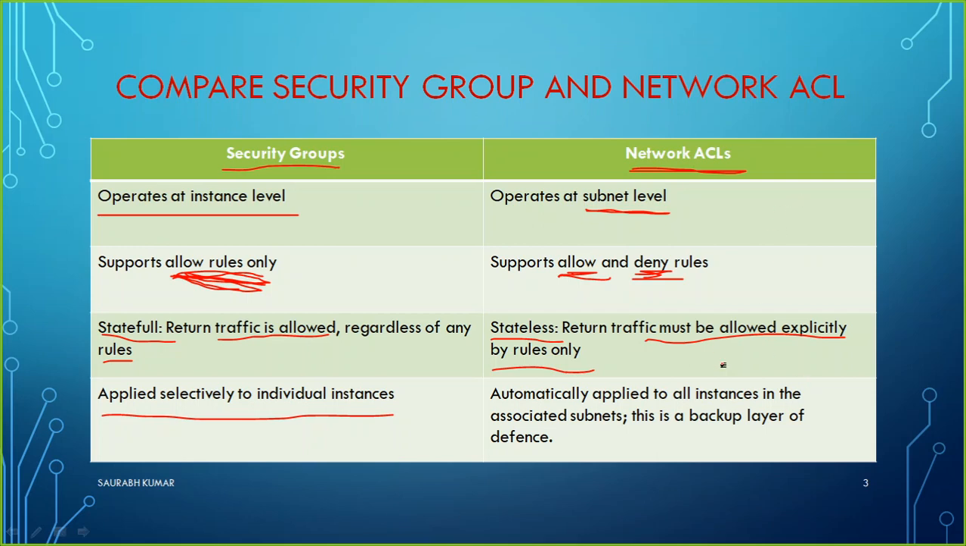Whereas a network ACL is automatically applied to all instances in the associated subnet. This is a backup layer of defense. So I hope now it's very clear to you all that security group and network ACL have a lot of differences, and altogether they provide us better security, better defense on the instances, on the services, or whatever you are running over the AWS cloud.